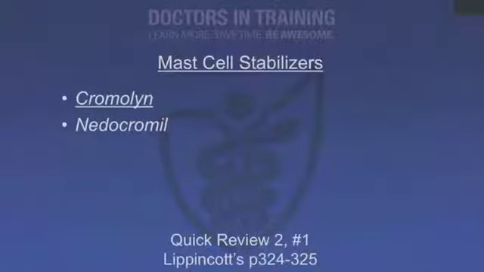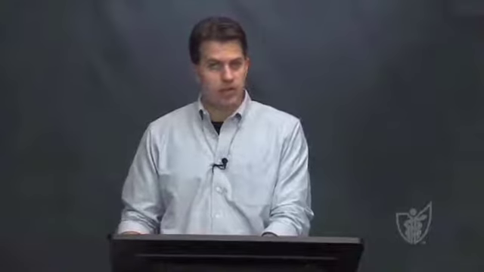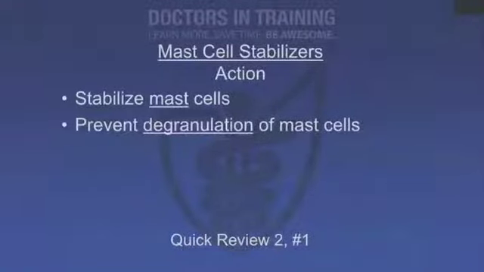Moving on, your mast cell stabilizers. So as Dr. Moore mentioned, these are not commonly used anymore because they have to be dosed so many times a day. 3 or 4 times a day you have to take these medications. What do they do? They stabilize mast cells. So they prevent the degranulation of mast cells. What do mast cells generate? They generate histamine, right? So less histamine means less inflammation. So you can see how that would improve asthma symptoms.